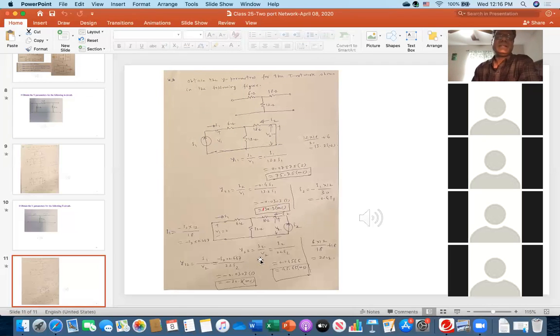Now you have to find out two other parameters, which are Y22 and Y12. And what should be the condition? The condition should be that you have to make the left side port short circuited. This means V1 is 0, I1 is entering. On the right side I have assumed there is a current source, there is voltage V2 and current I2. Now based on this diagram, you have to find out Y22, which is I2 over V2.